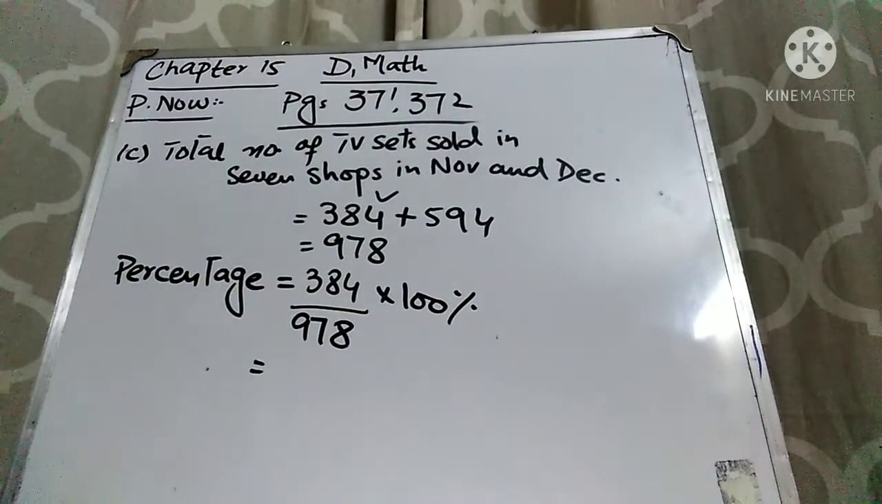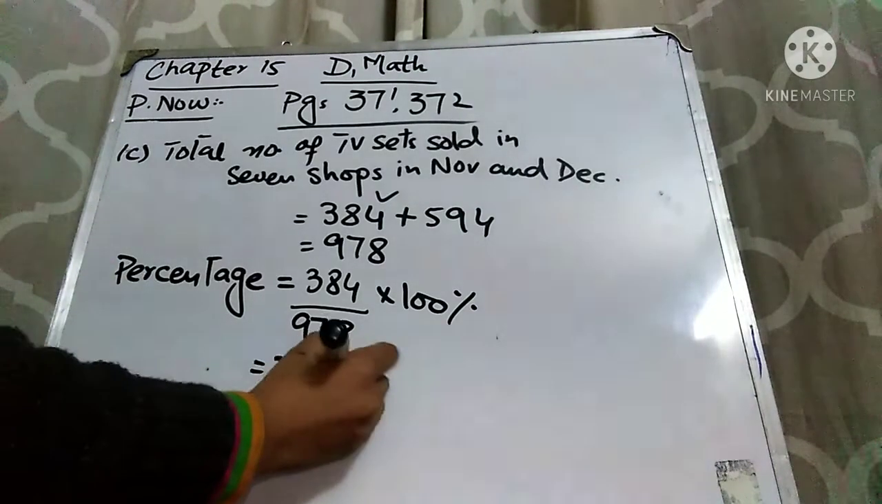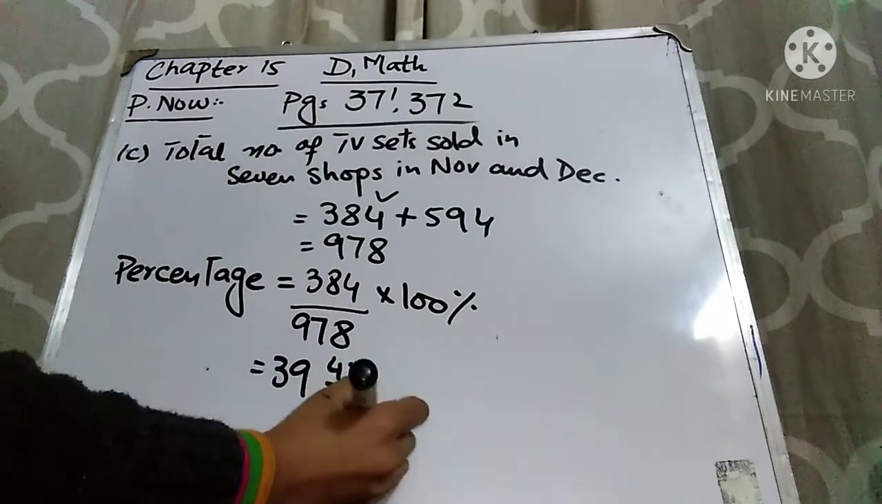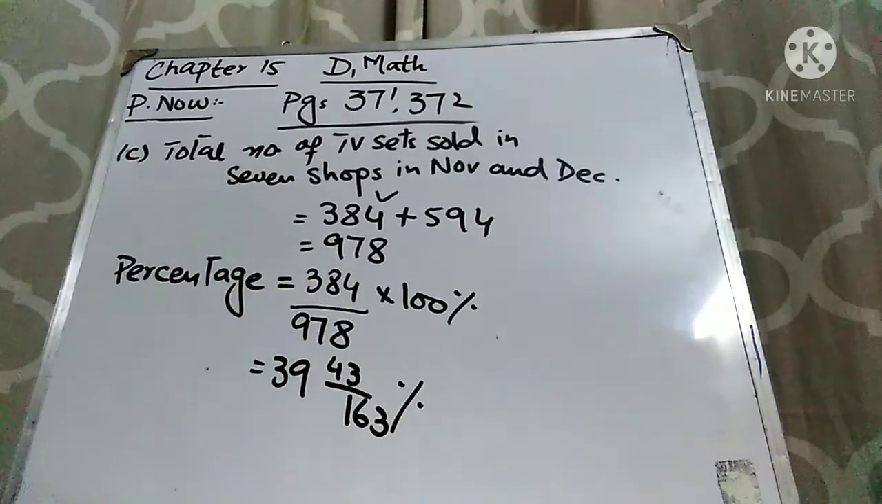So when you divide 384 by 978 and multiply it with 100, you will get 39 whole 43 over 163%. Okay, so I hope that part C is clear to you. Now let's come to part D.